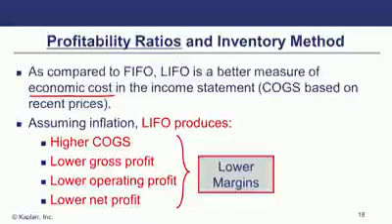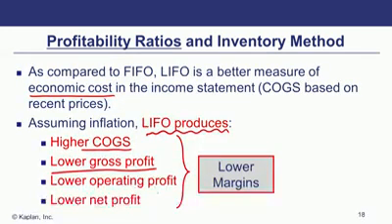If, again, we've got an inflationary environment, if we use LIFO, which we do prefer, of course, we get a higher cost of goods sold figure. Why? Because our ending inventory will essentially be lower. Remember, under LIFO, the ending inventory is going to contain the oldest purchase prices. So we get a higher cost of goods sold figure. That's going to give us, therefore, lower gross profit and therefore lower operating profit and lower net profit margins. Lower margins.